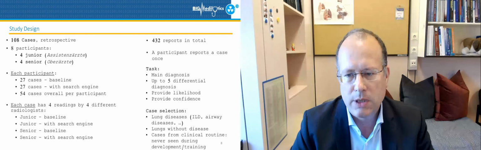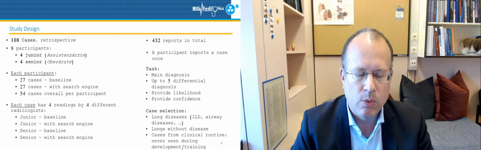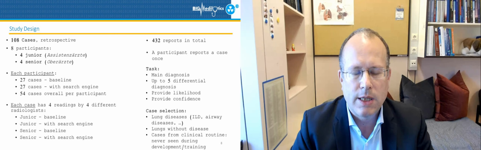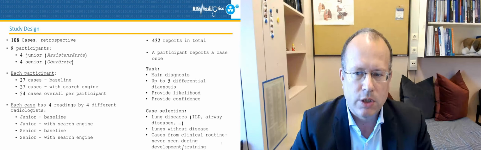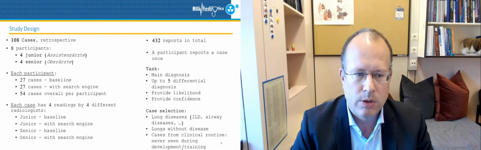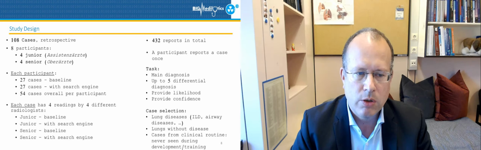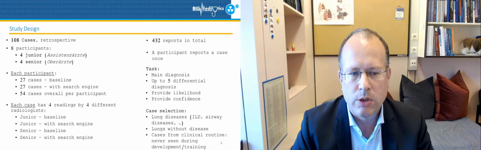So each of these participants had to read 27 cases at baseline, meaning without the help of the search engine, and another 27 cases with the use of the search engine. So overall, every reader had to read 54 CT scans. And this made sure that each case was read 4 times by 4 different radiologists, 1 junior and 1 senior at baseline, and 1 junior and 1 senior with the use of the search engine.